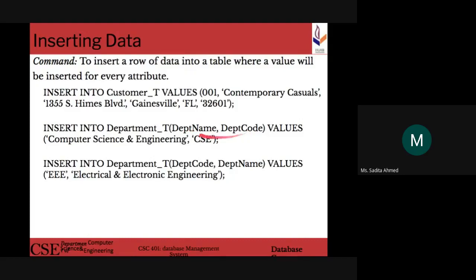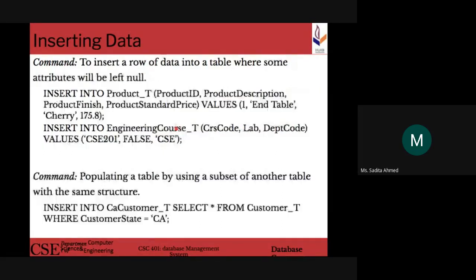Department code goes second, department name comes first. And correspondingly, the order of the values have been changed as well. The name that we wanted to insert, we put that first, and the code we put second, as per the order of the column names within the command. So one of two ways to insert, all right? Acha.